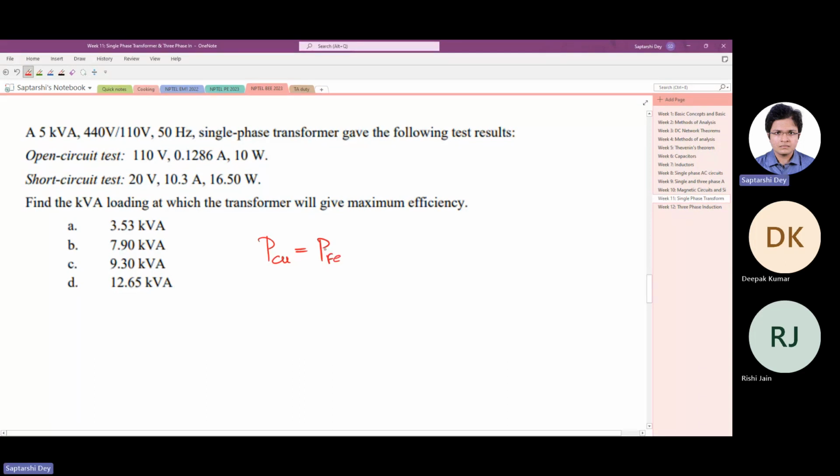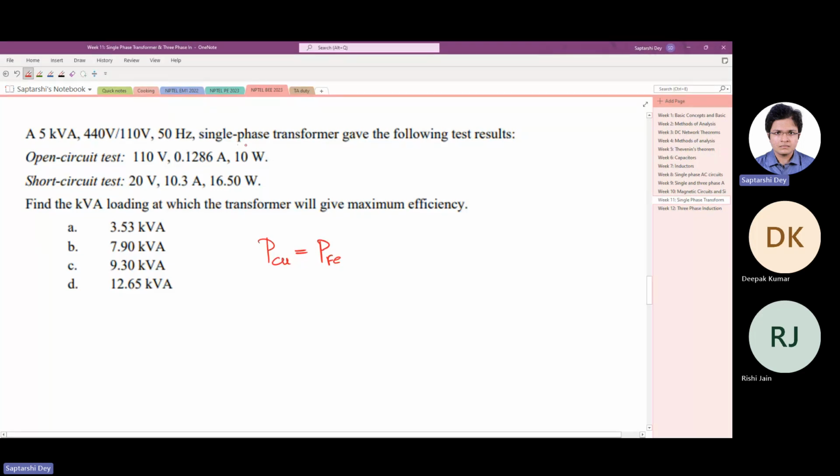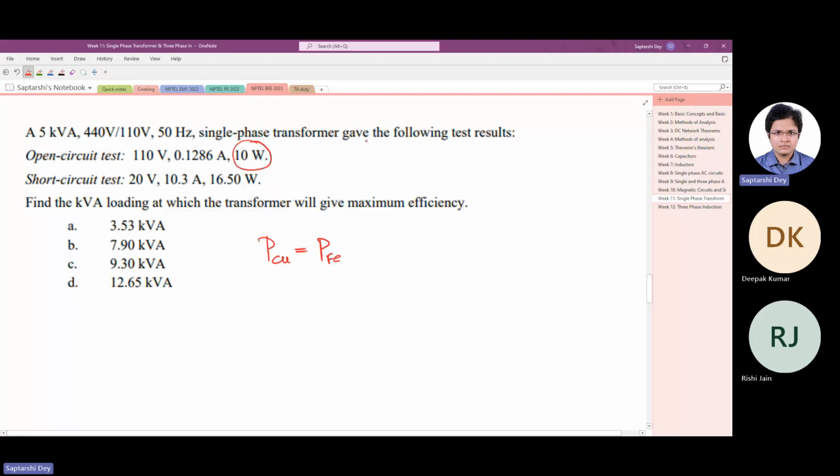Now, it's customary that we always operate the transformer at a constant supply voltage and the frequency does not change. So the core loss of the transformer can be taken to be practically constant throughout the operation. And that is also the loss that we get in the open circuit test. So this is the rated core loss of the transformer. Rated core loss means core loss at rated condition of the transformer.